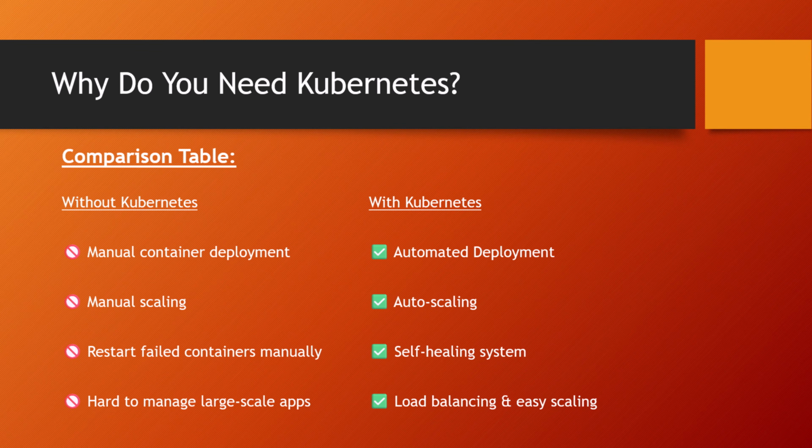With Kubernetes, automated scaling: more traffic means Kubernetes adds more containers automatically. Self-healing: if a container crashes, Kubernetes restarts it instantly. Load balancing: Kubernetes evenly distributes the traffic between containers, and it also supports multi-cloud, working on AWS, Azure, GCP, or even on premises. So whether you are running a small project or a massive enterprise application, Kubernetes makes things faster, more reliable, and easier to manage.